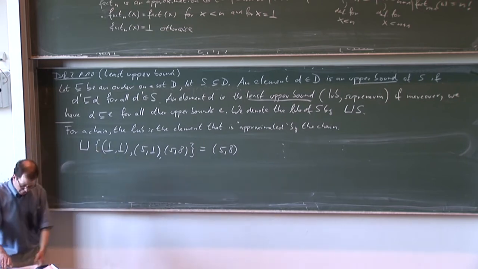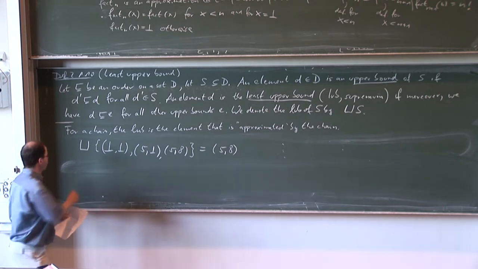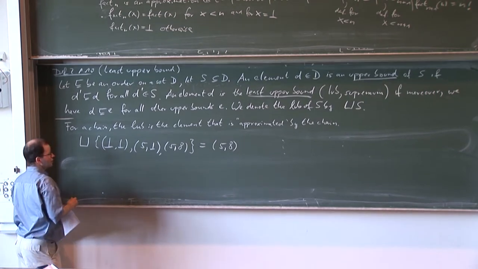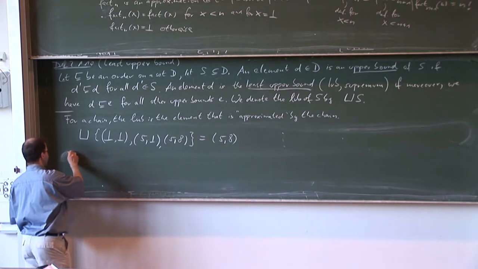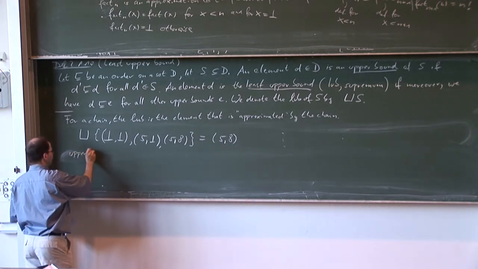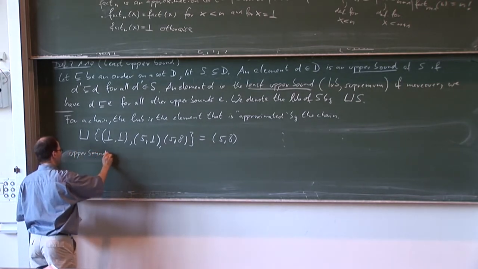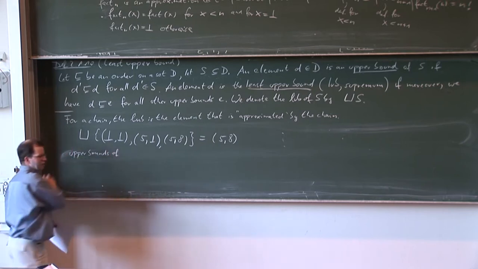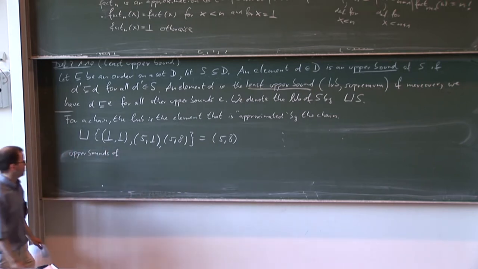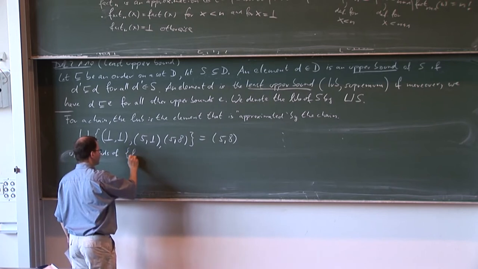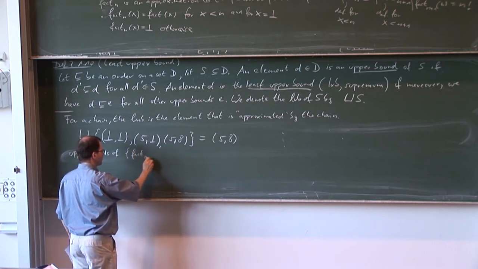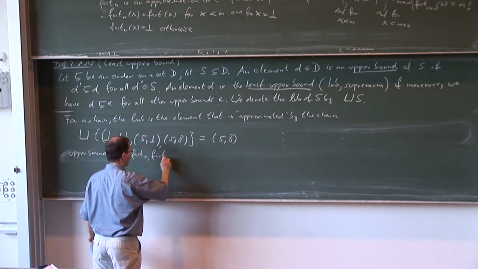Now for this factorial function, it's more interesting. So let's look at upper bounds. First, let's look at arbitrary upper bounds, and then we look at the least upper bound. So what are upper bounds of this chain? fact 0, fact 1, and so on.